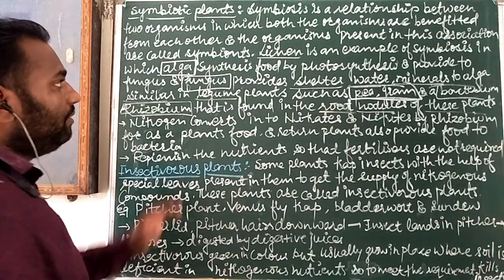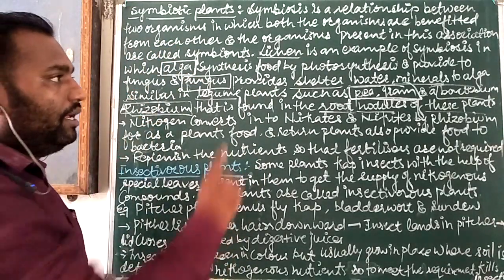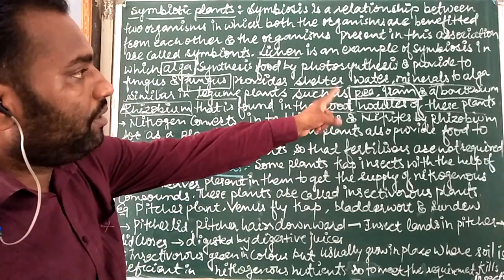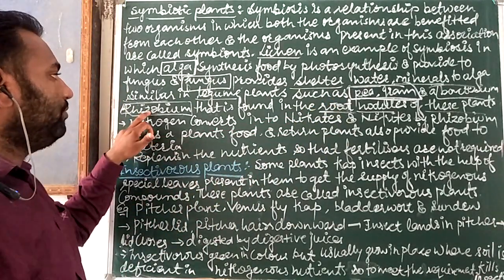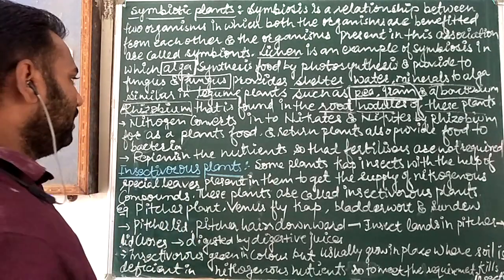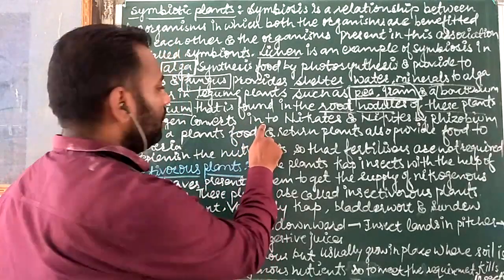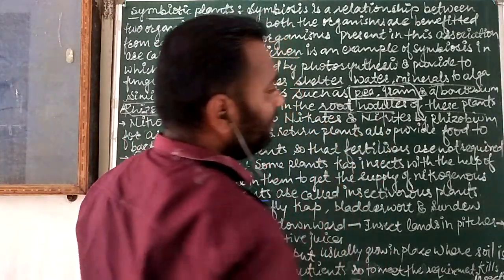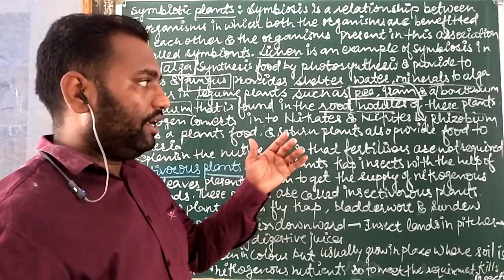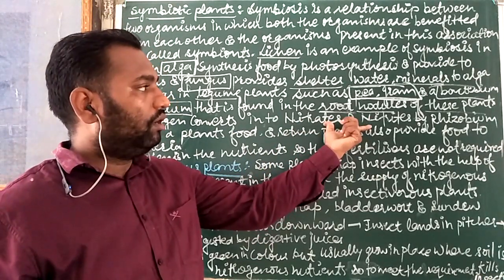So you can see here, earlier you saw alga and fungus in symbiosis. Here pea and gram plants and, in between, rhizobium bacteria in the leguminous plants. So what are they doing? Nitrogen converts into nitrates and nitrites. These are the nutrients in the forms in which plants are able to absorb.